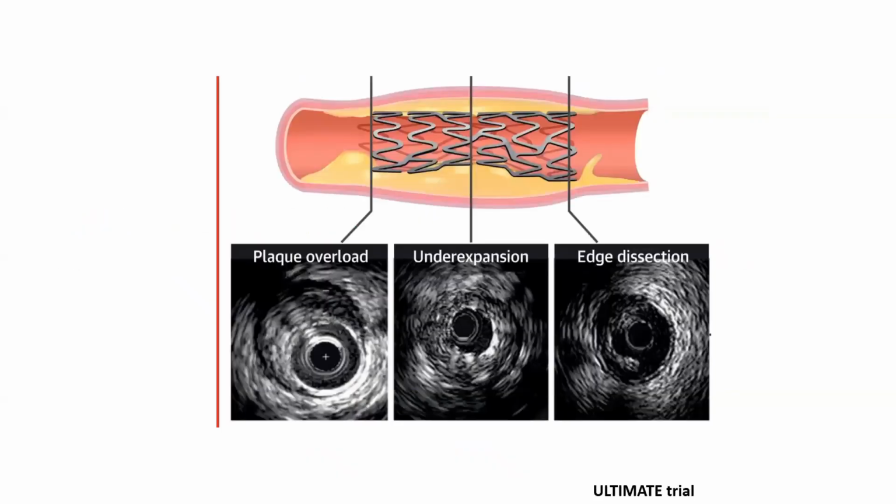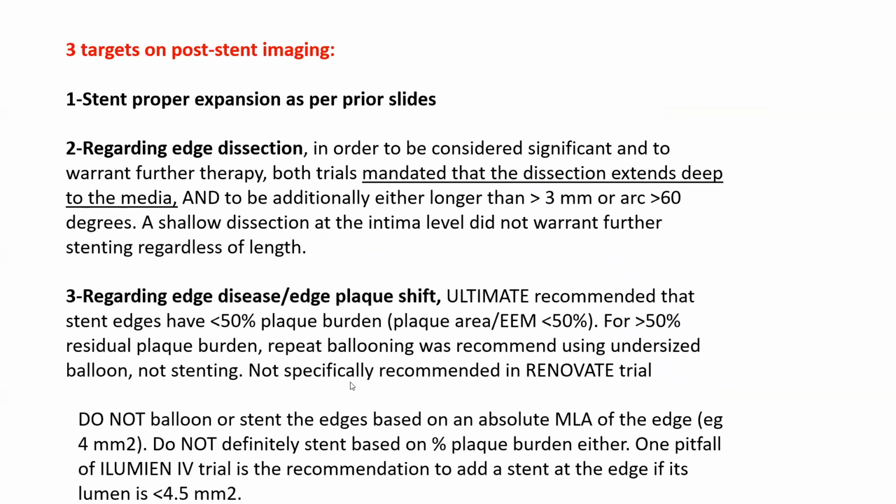So be careful with adding another stent because you don't like the stent edge. Actually, one of the pitfalls of the Ilumien IV OCT trial is the recommendation to add a stent at the edge if its lumen is less than 4.5 millimeters square, which is a very liberal use of stenting at the edges.